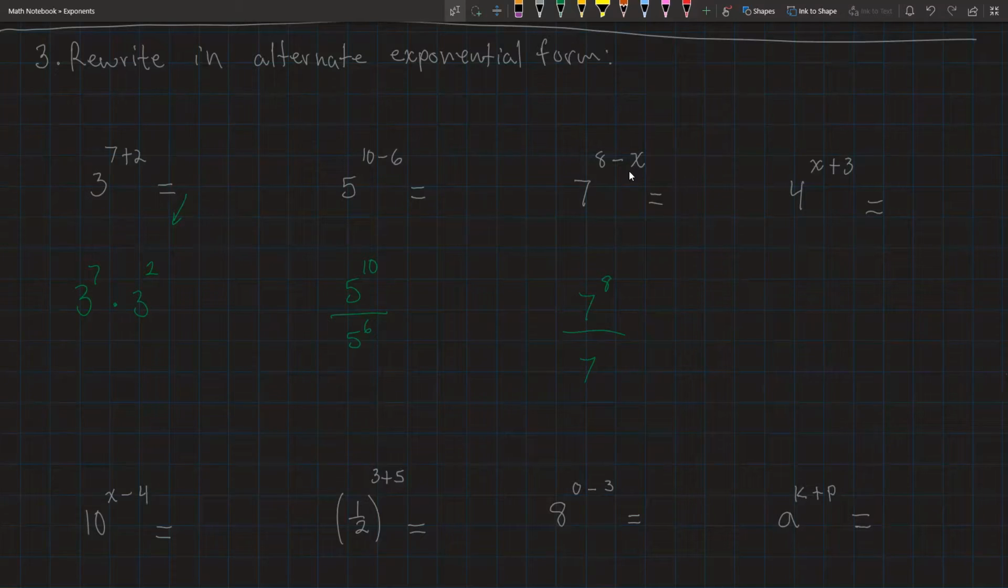And that's 7 to the 8th over 7 to the x. Notice how it's not negative 6. It's positive 6 here and positive x as the exponent. These are the easier ones. When do we add the exponents? When we have the same base and multiplication. So 4 to the x times 4 to the 3rd. And that's as far as we'll take that one.